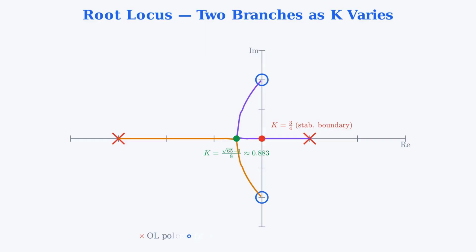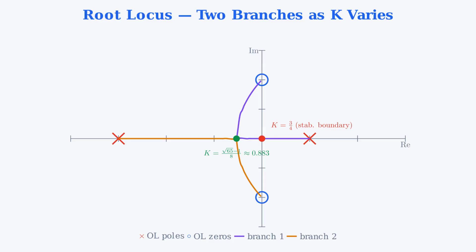Rule 2. Start and end. Branches start at the open-loop poles when k equals 0. Branches end at the open-loop zeros when k goes to infinity. With n equals m, every branch lands on a finite zero. No branches escape to infinity.